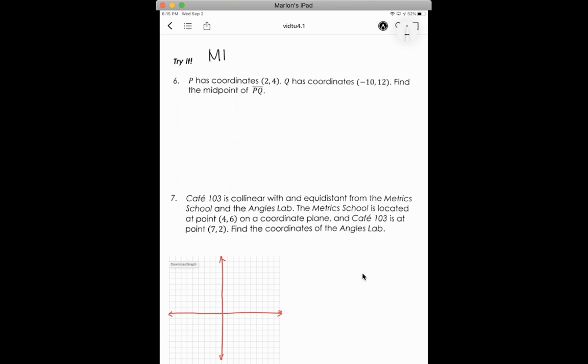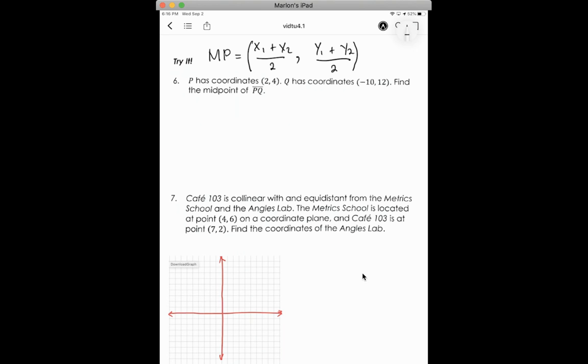So midpoint is equal to x1 plus x2 over 2, comma, y1 plus y2 over 2. Enclose that in parentheses because a midpoint is a set of points that has x and y value.